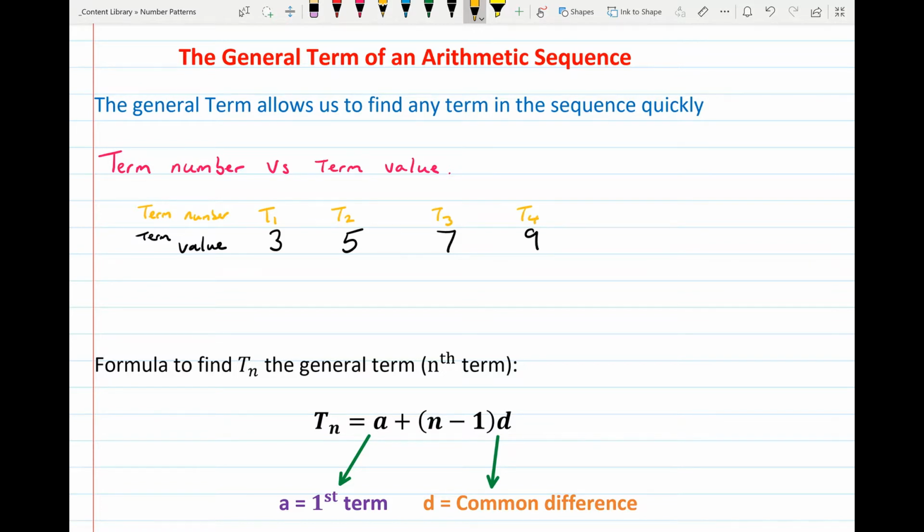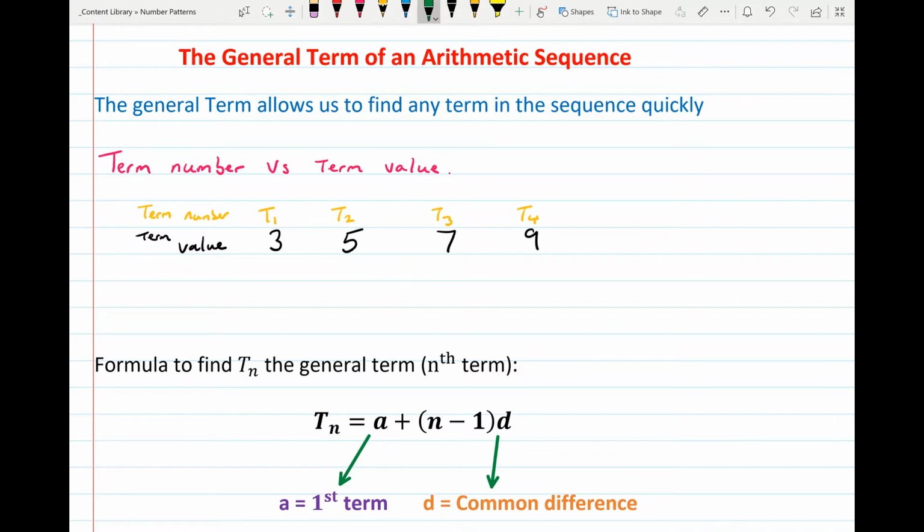You can never have term 1.5 or 2 3/8. It's either term 1 or it's term 2 or term 3. They're in whole numbers. Similarly, you can never have term number -7 because the sequence starts with term number 1 and then it goes to term number 2 and it counts up. Using this example then, let's find the general term of this sequence.